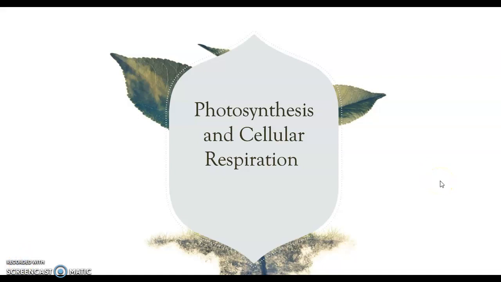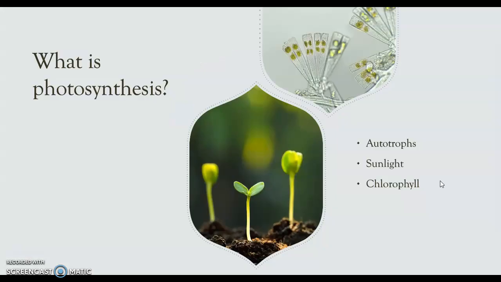Photosynthesis and cellular respiration. What is photosynthesis? Photosynthesis is the ability for autotrophs, or organisms that create their own food like plants, to create the carbohydrates they need using energy from the sunlight. The green color that you see in plants comes from the green light that is reflected by chlorophyll, the light-capturing pigment of plants.